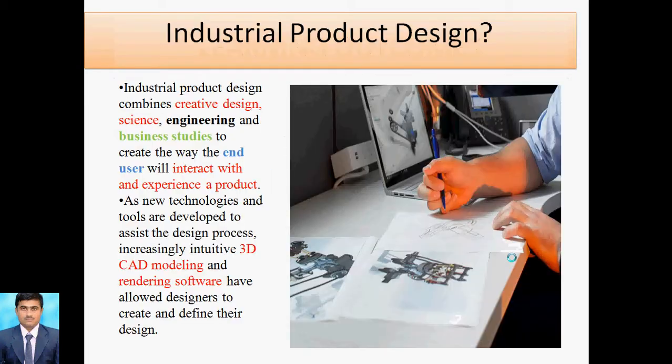Now we move to the definition of industrial product design. Industrial product design combines creative design, engineering principles and business study to create a realistic model of the experience for end users. For that purpose we have to use new technologies like 3D CAD modeling and rendering software. That helps designers with drawing and designing the features. So this is industrial product design, where we formulate the product from conceptualization to final product.